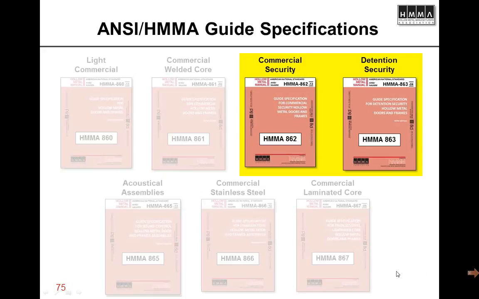Commercial security and detention security, these are two different constructions. Your commercial security deals with any type of commercial building, store, back doors, any areas which are more susceptible to crime rather than your regular commercial institution construction. Then you have your detention security 863, which deals with actual incarceration.